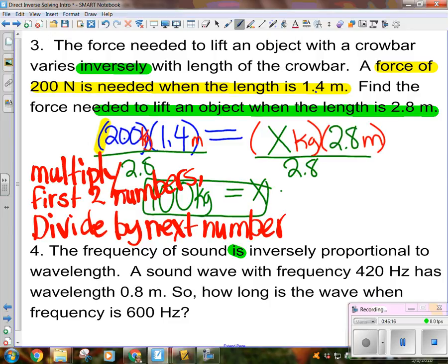Is that what we did? Did 200 and 1.4 come first, so we multiply those? And then did we divide by 2.8, which was the next number? Okay, why don't you try that on number 4 and see what you get?